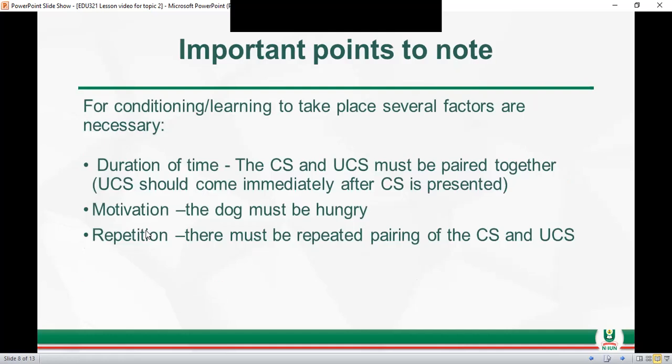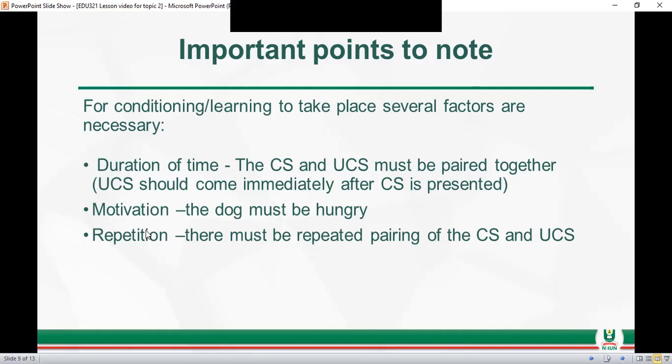For conditioning to take place, several factors are necessary from what we have seen. The duration of time. Like I've said, the CS, the conditioned stimulus, is the sound of the bell. Remember at this stage, after the whole experiment, it is no more a neutral stimulus. It has assumed the role of a conditioned stimulus.